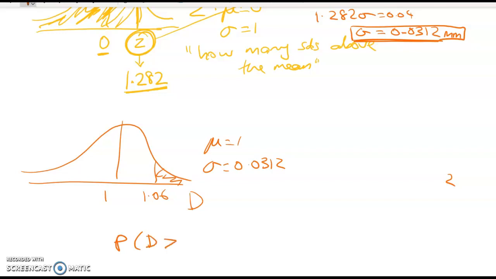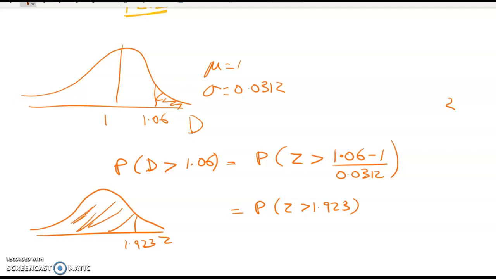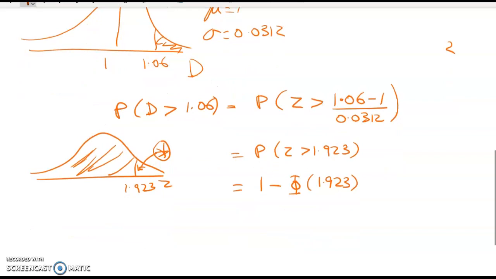Probability that D is greater than 1.06 is equal to the probability that Z is greater than (1.06 minus 1) over 0.0312. And when you chug that through your calculator, you're finding the probability that Z is greater than 1.923. Here's my Z picture. Here's 1.923. And we want to find 1. So the bit I want is this, but I'm going to find it as 1 minus phi of 1.923. And we can go over to my table.